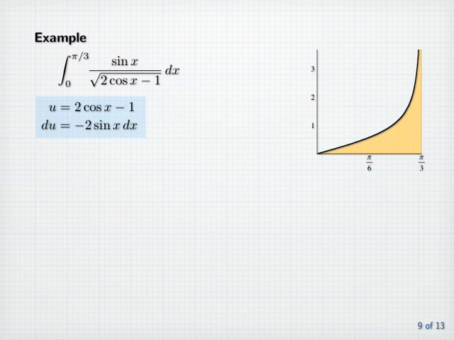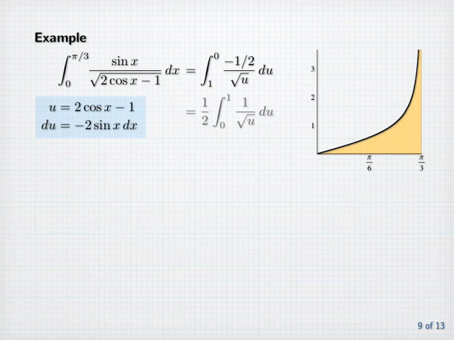We'll also translate the limits of integration. When x is 0, notice that u is equal to 2 minus 1, or 1, and when x is pi over 3, u is equal to 0. So we have the integral from 1 to 0 of minus 1/2 du over the square root of u. Now, since we're integrating from right to left there, from 1 to 0, and we have a minus sign, let's turn the limits of integration around and get rid of the minus sign as well as pull 1/2 out front.